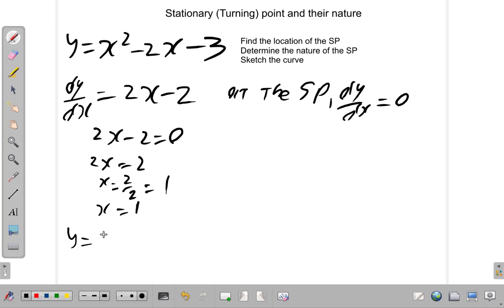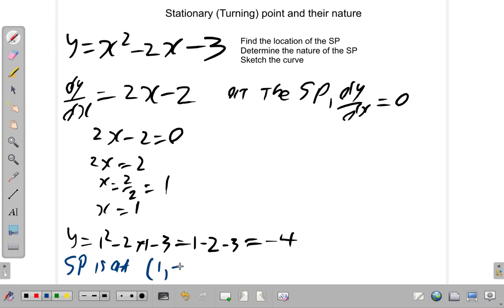So y is equal to 1 squared minus 2 by 1 minus 3. 1 squared is 1, minus 2 is 1 minus 2, which is negative 1. Negative 1 minus 3 is negative 4. All right, so there you have that. Therefore, we can say the SP, the stationary point, is at (1, negative 4). X equals 1, y equals negative 4. Now, that's where it's located.